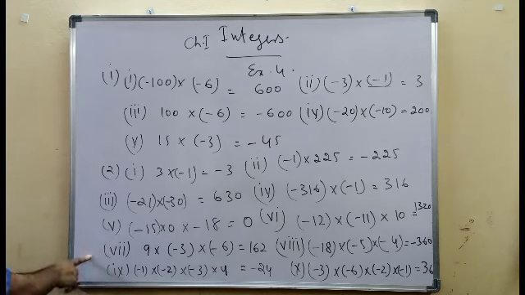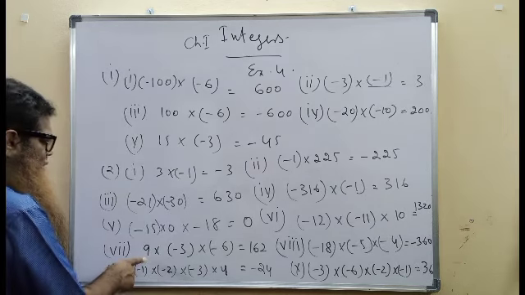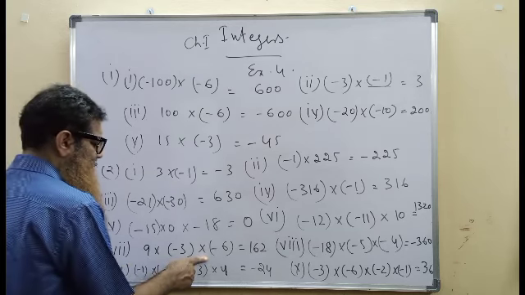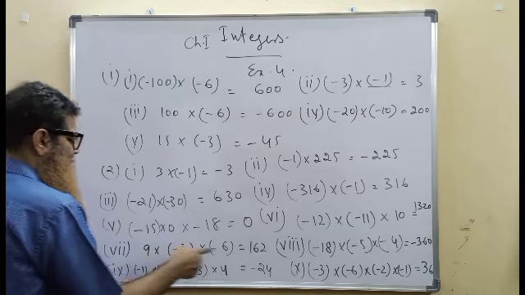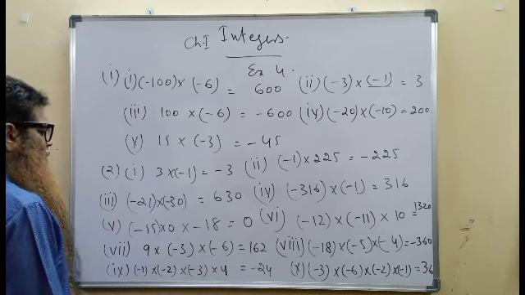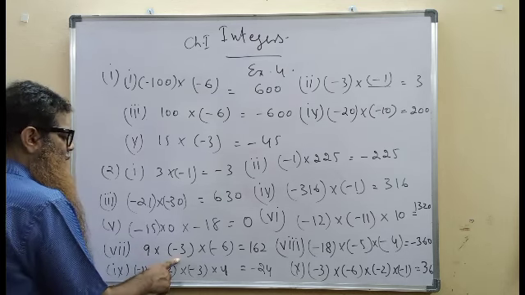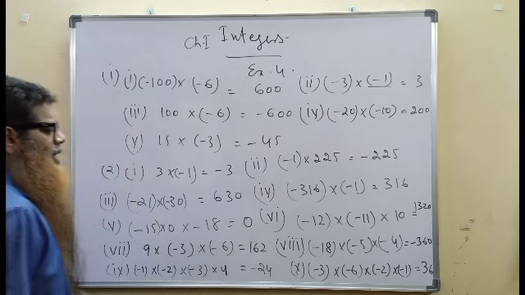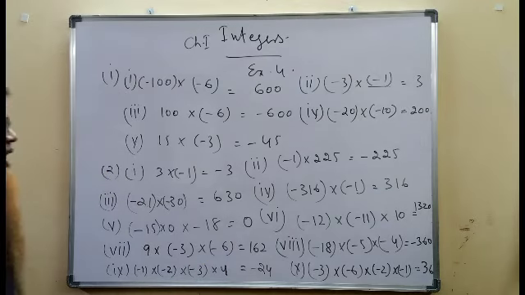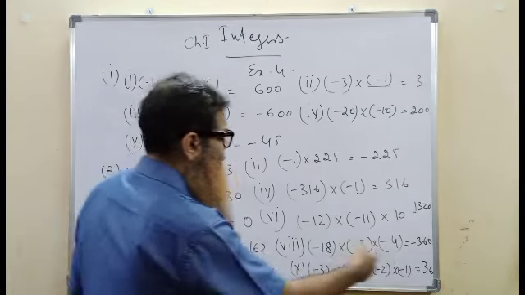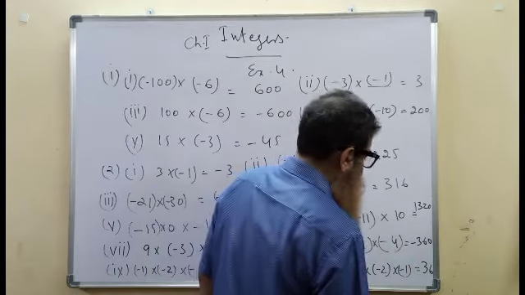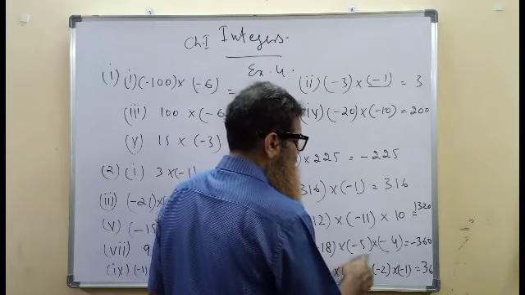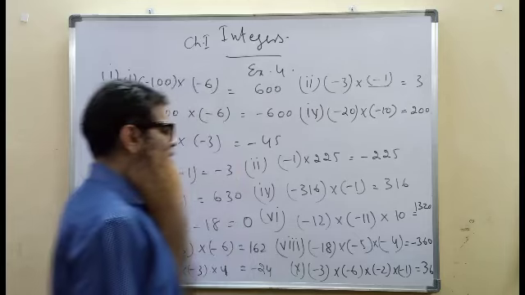The seventh bit in the second question, there are three integers multiplied with each other. There are two negative integers and one positive integer. So we'll get a positive integer as the result. 9 3s are 27, minus 27, then minus 27 into minus 6 is 162, a positive integer. In the 8th bit, we have three negative integers, so the result will be a negative integer. Minus 18 into minus 5 is 90. 90 into minus 4 is minus 360.